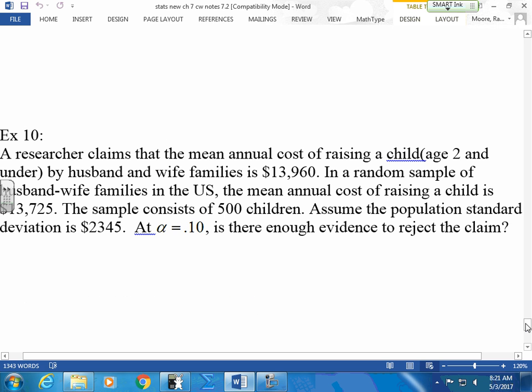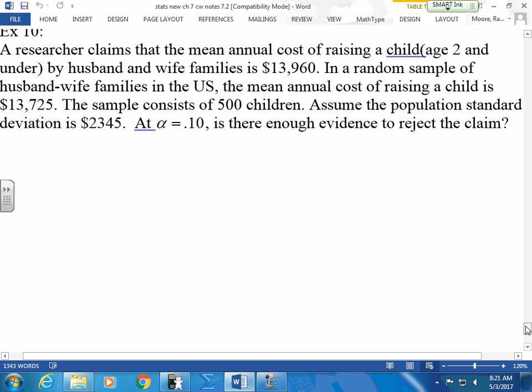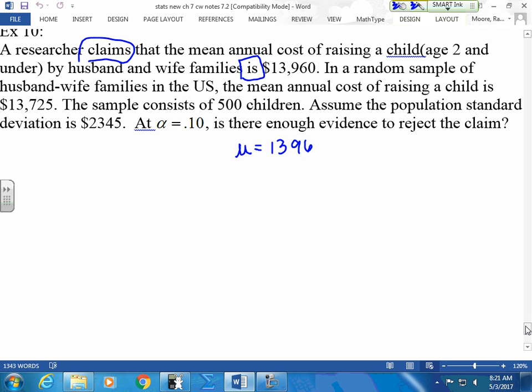All right, let's do this one. Example 10. A researcher claims, look, here's our claim, that the mean annual cost of raising a child aged 2 and under by husband and wife families is, so here's my claim, the mean is $13,960 to raise that child with 2 people in the family aged 2 and under. The annual cost, annual. So if you're thinking about having a child right now, think again.